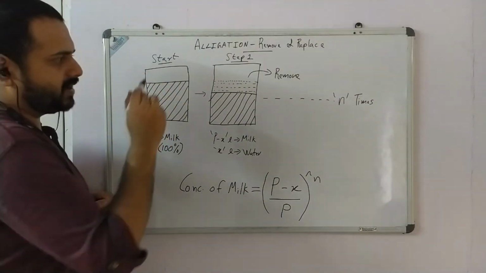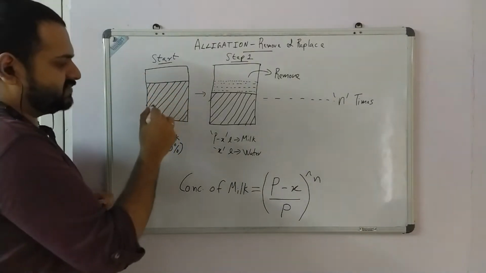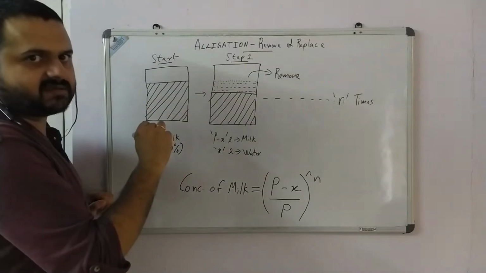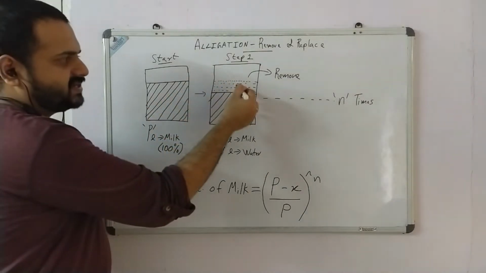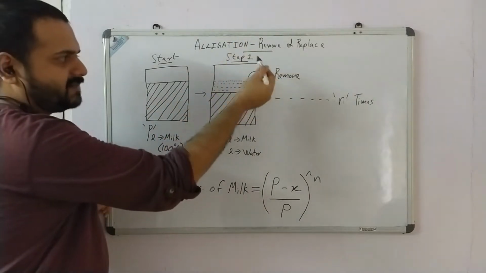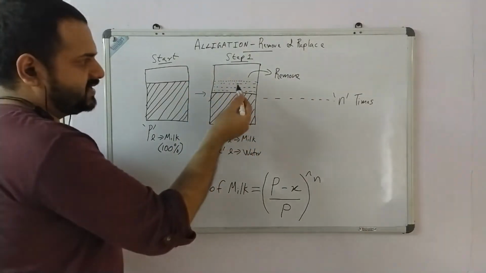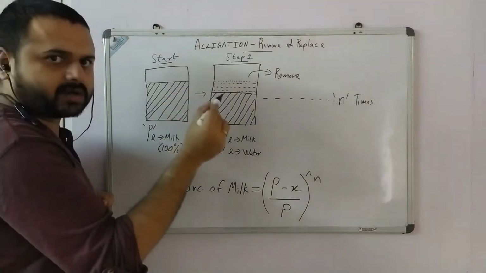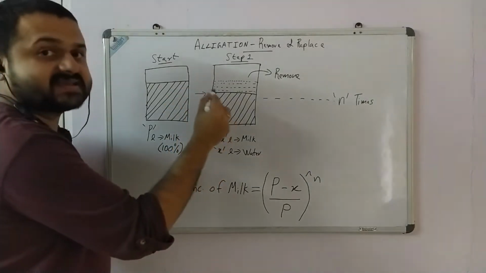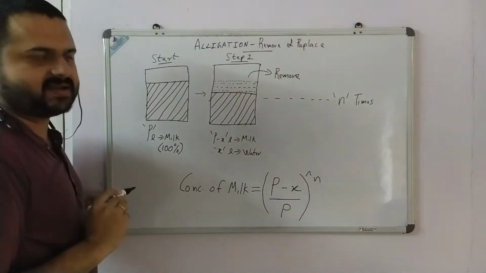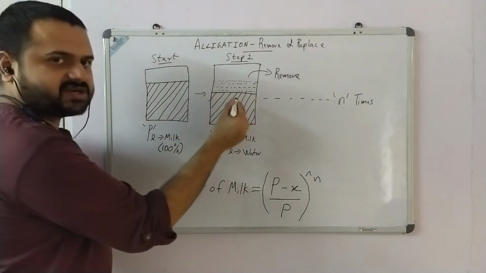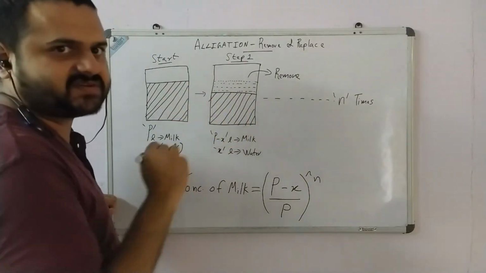So when we do that, what happens? Earlier there was P liters in this vessel, right? So now X liter of milk has been removed and replaced with X liter of water. So what does this vessel contain now? It contains X liters of water and P minus X liters of milk, right? So what is the concentration of milk in this vessel after this first step?